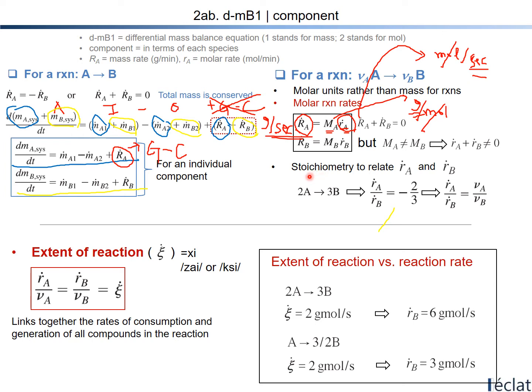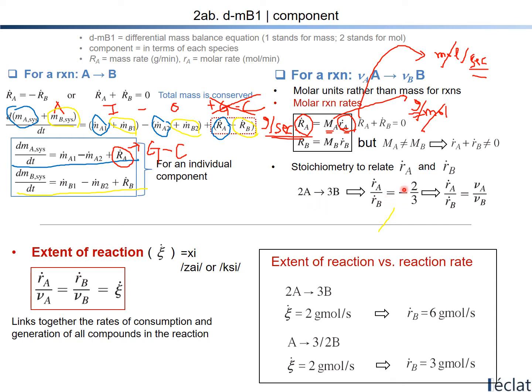One more thing: the stoichiometric coefficient relates the reaction rate of component A and the reaction rate of component B in terms of moles. For example, 2A goes to 3B. Then the ratio of the molar reaction rate of component A to component B is equal to -2 for A over +3 for B, because A is a reactant, and the stoichiometric coefficient of a reactant should be negative.